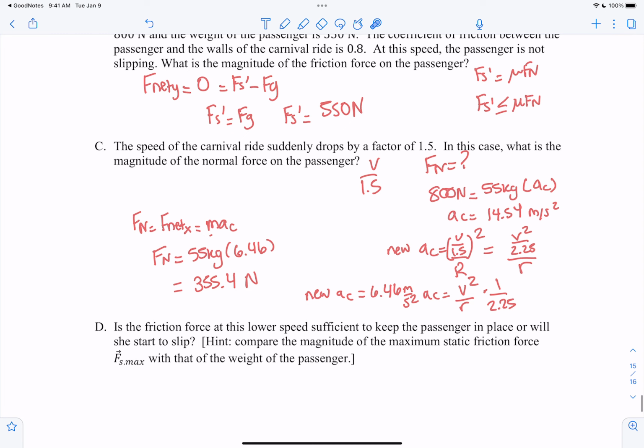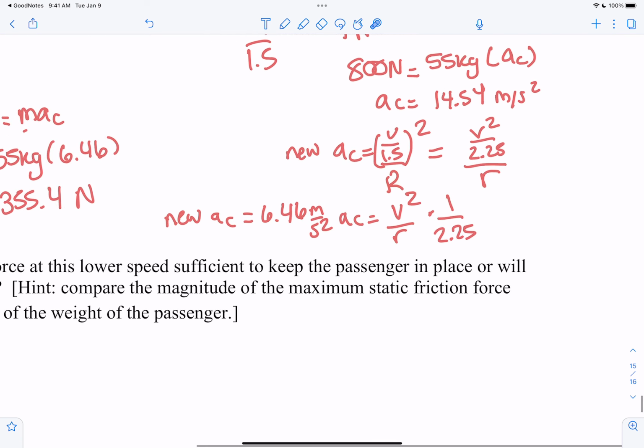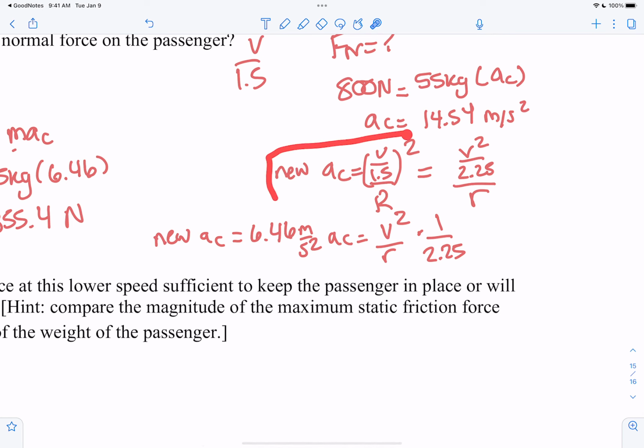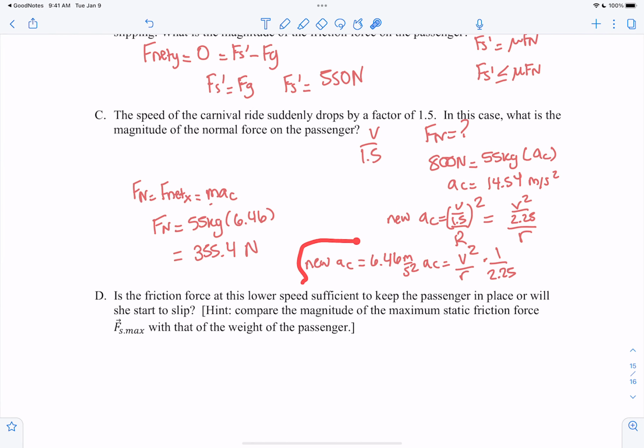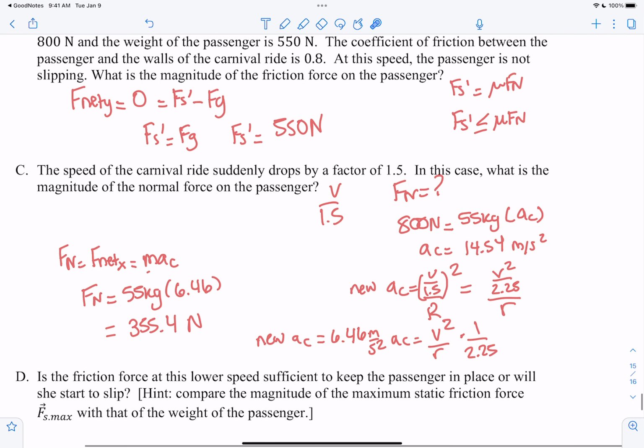Well, I don't know how much my acceleration decreased by. I know that my speed decreased by a factor of 1.5. So how does decreasing the speed by 1.5 affect my centripetal acceleration? That's the idea I have to figure out. I have to figure out how large the change in my centripetal acceleration was, which is what we figured out here, that it decreases by a factor of 2.25. Once I figure out how much it changes by, I can figure out the new centripetal acceleration and then use that to figure out the new normal force. Otherwise, if we just used the centripetal acceleration we solved for earlier, 14.54, then the normal force would actually be a lot greater.